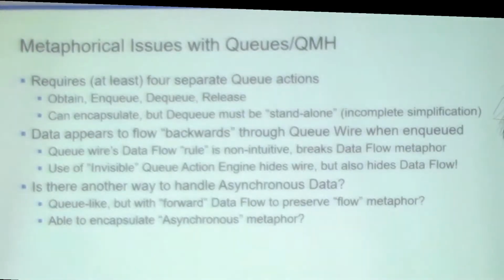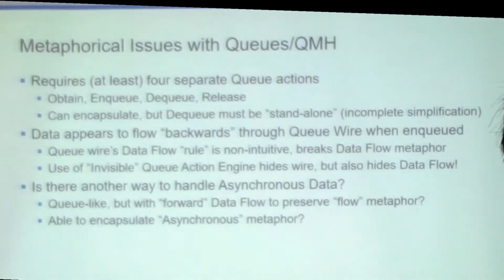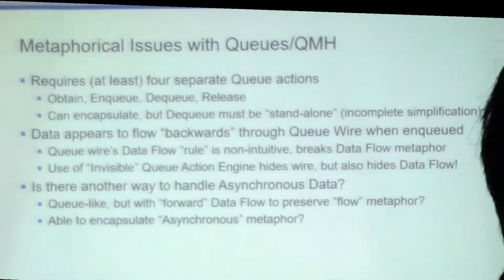So I had the metaphorical issues with Qs and QMH. First of all, it's a minor one. With the Q, you need to do at least four things. You need to obtain the Q, you need to NQ, you need to DQ, you need to release. You can encapsulate this to a certain extent, but the DQ, as I said, must be standalone. That's not a big deal.